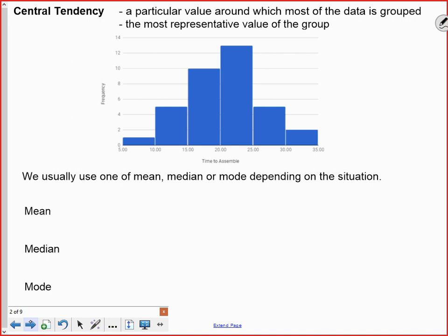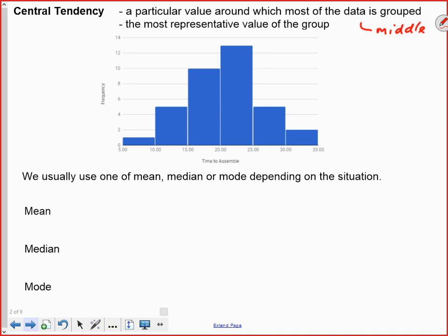So what do we mean by central tendency? Basically, if you've got some data set, like this set of the times to assemble our tricycle that we've been looking at over the past couple of lessons, the measure of central tendency for a data set is the value around which most of the data is grouped, i.e. it's like the middle of the data set.